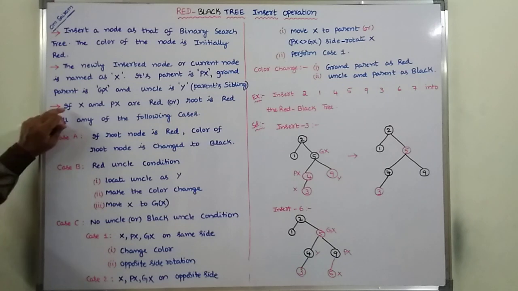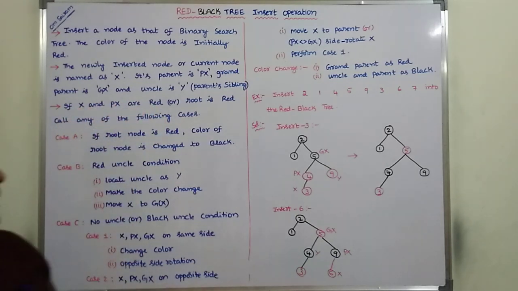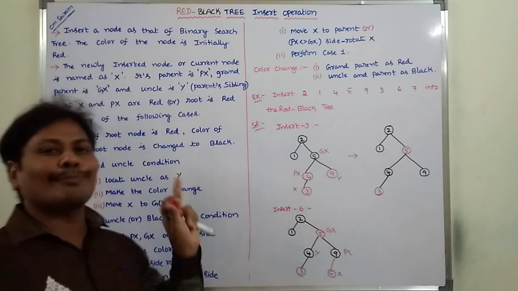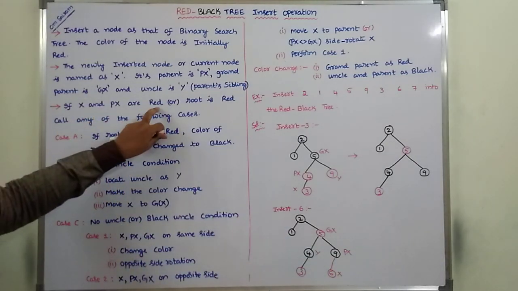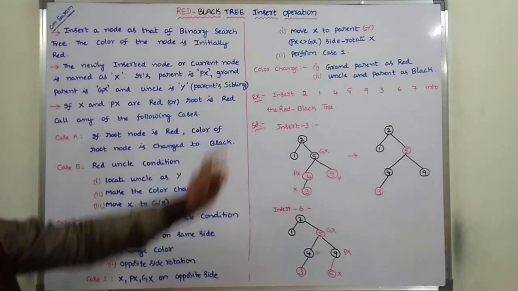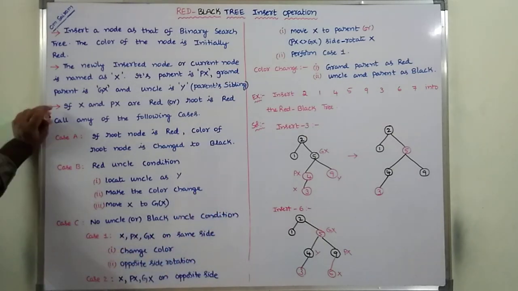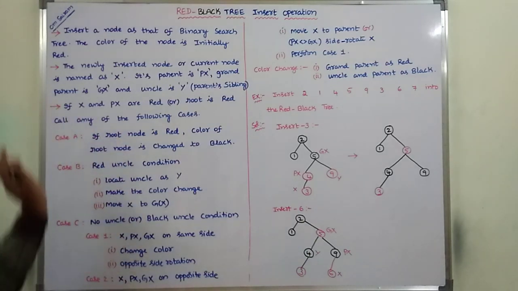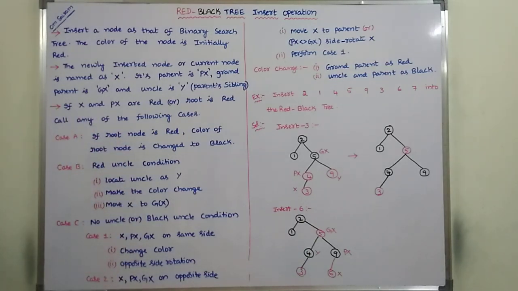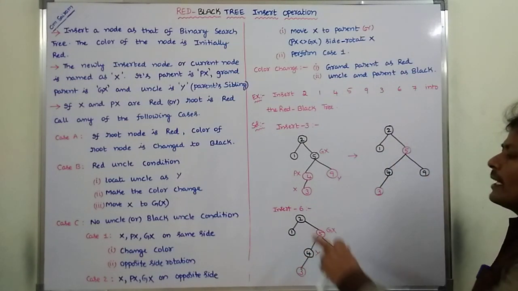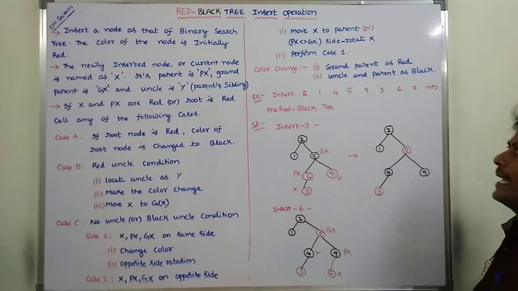Now, if X and Px are red, here X is red and Px is black. So this condition is false, and root is red? Root is black, so root is also not red. So both conditions failed. Then there is no need of going to these three steps. So this is the red black tree after inserting node 6.